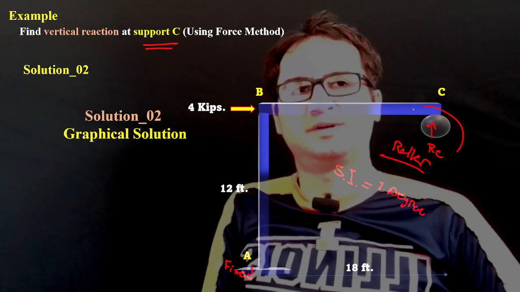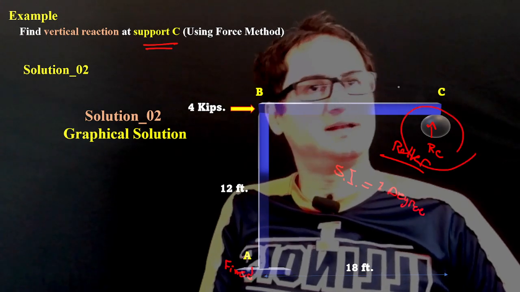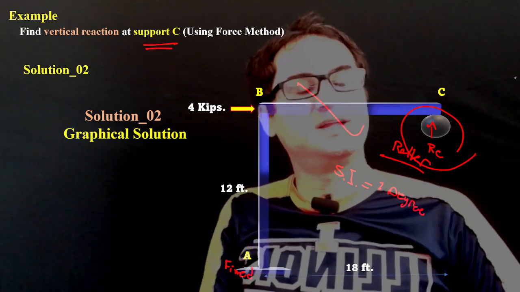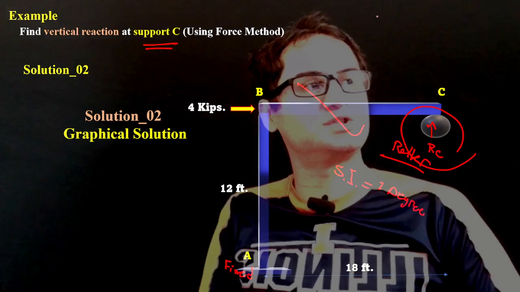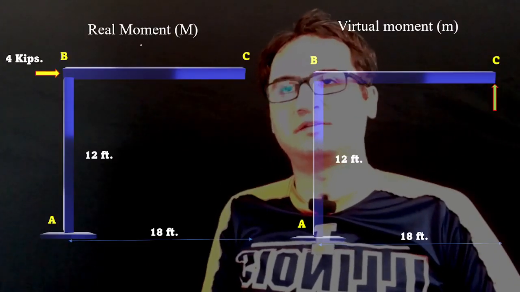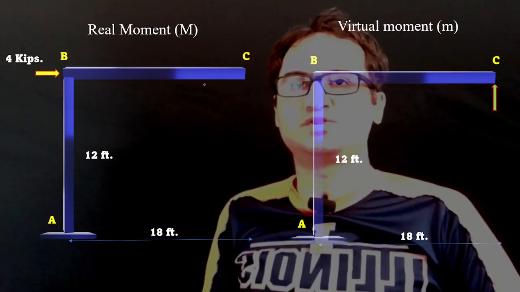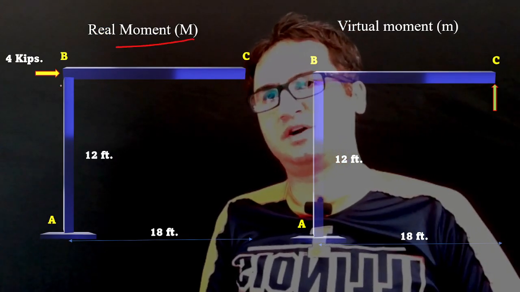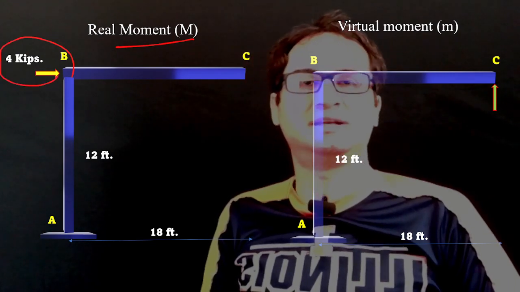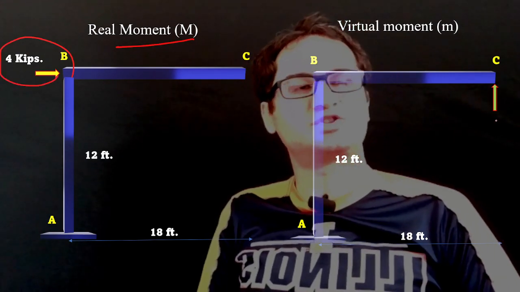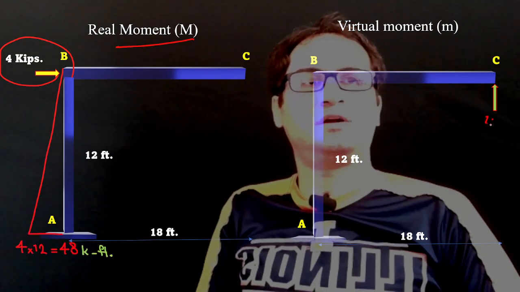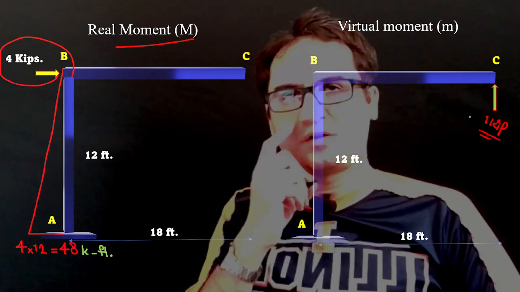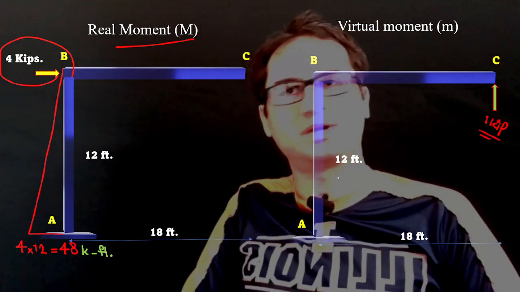Again, we release the support at C, calculate the structure, and bring it back, and with the effect of superposition we add it together with either of the methods. In the graphical solution, as soon as you release the support C, you have the real forces from the structure, and you just apply a 1 kip upward force in the direction of RC.